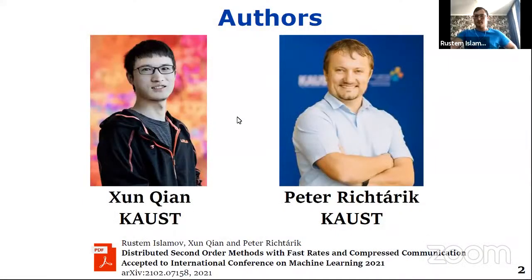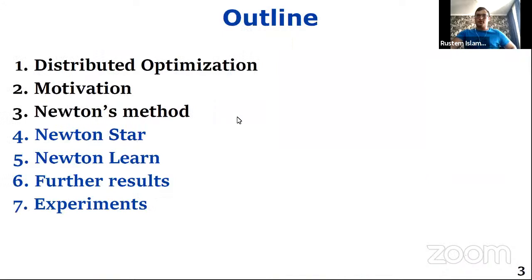...which was accepted to ICML 2021. The outline of the talk is the following. First, I will give some brief introduction to distributed optimization and motivation for our work. Then I will describe implementation of Newton's method in distributed optimization. And then I will introduce our contributions with numerical experiments.